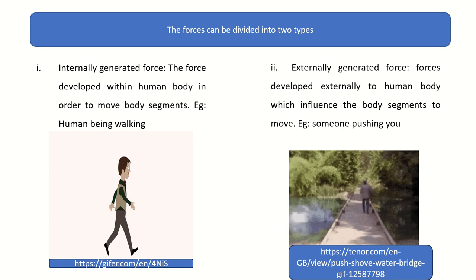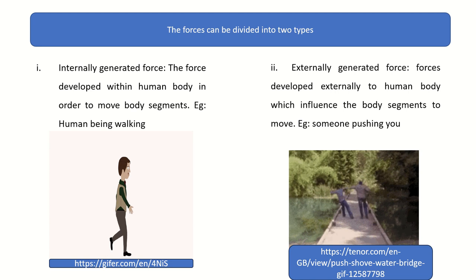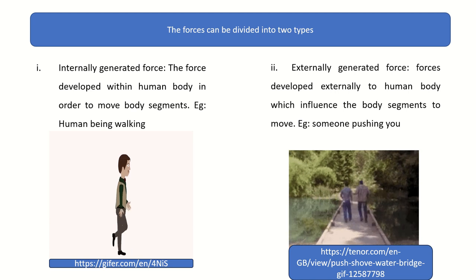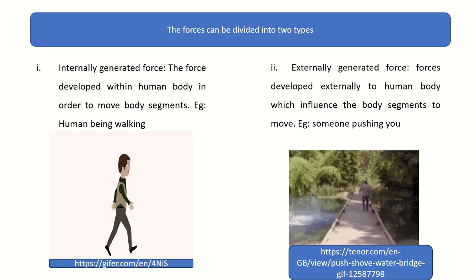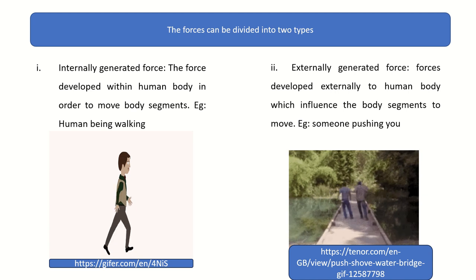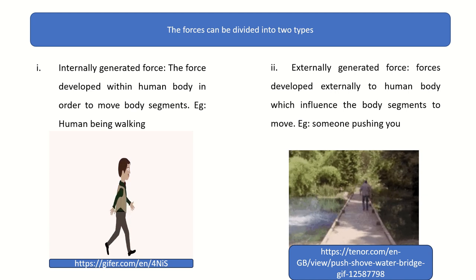As you can see in the video, friend A got angry with friend B and pushes him off. Now, the pushing force developed by friend A is external, whereas the guarding force present within person B is internal. He is not able to guard against the amount of force applied by person A. Thus, he fell into the water.